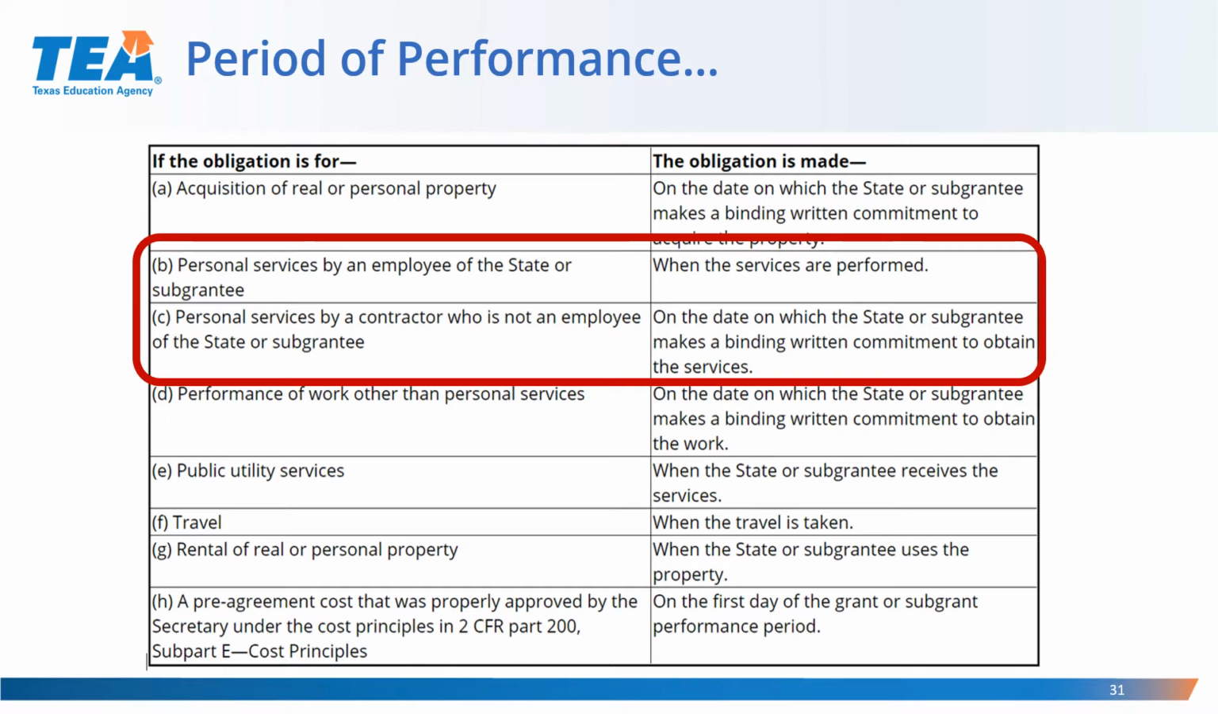Likewise, if you have a contractor and they have a binding written commitment that occurs prior to the grant start date, be sure to have a clause that explicitly states that the contract becomes effective within the date that the grant period starts and ends.